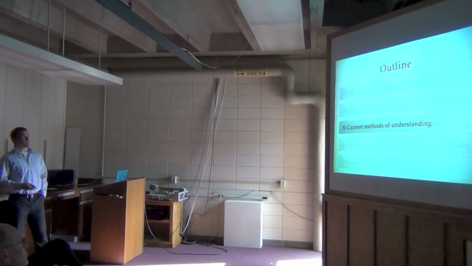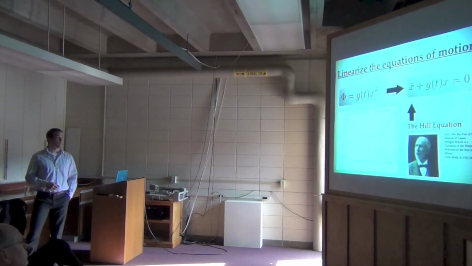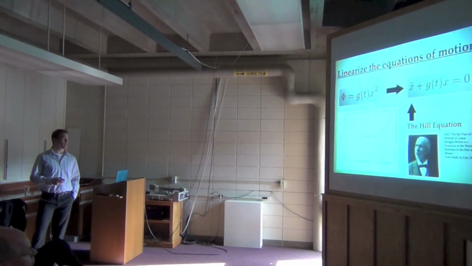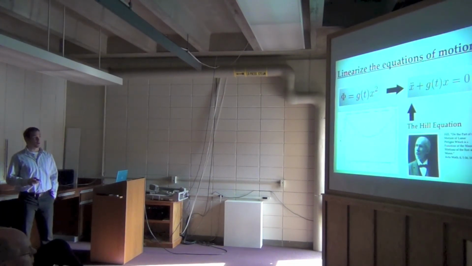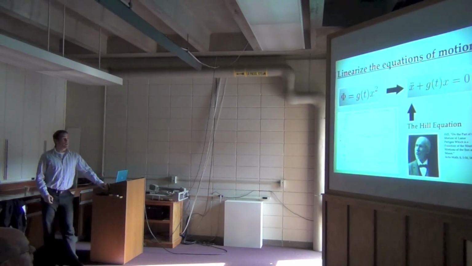And the way to understand these, the most obvious thing to do that we always do, is express the potential as a harmonic oscillator potential. Look for small values of x. And when we do this, if we leave the form of the time dependence as a general time dependence, this is known as the Hill equation, and this has been around forever.